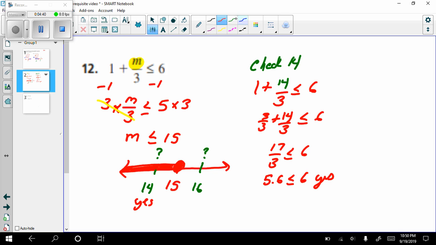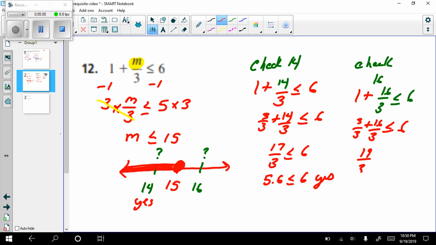If I were to check 16 and I plugged it in, that is going to be 1 plus 16 over 3 is less than or equal to 6. This is going to be 3 over 3 plus 16 over 3 less than or equal to 6. 19 over 3 less than or equal to 6. This is going to end up being 6.3 is less than or equal to 6. And that, as you know, is not true.